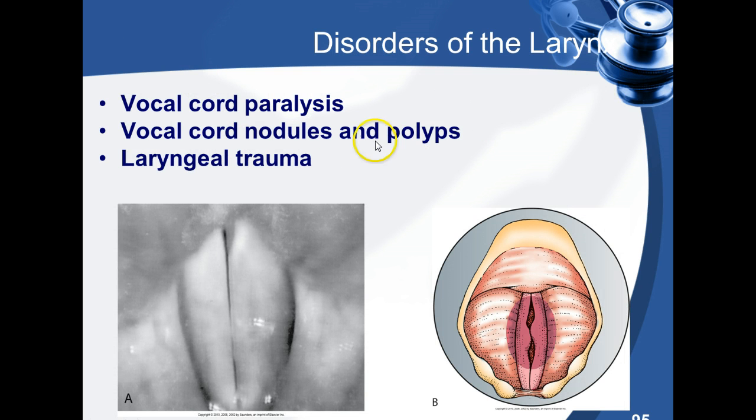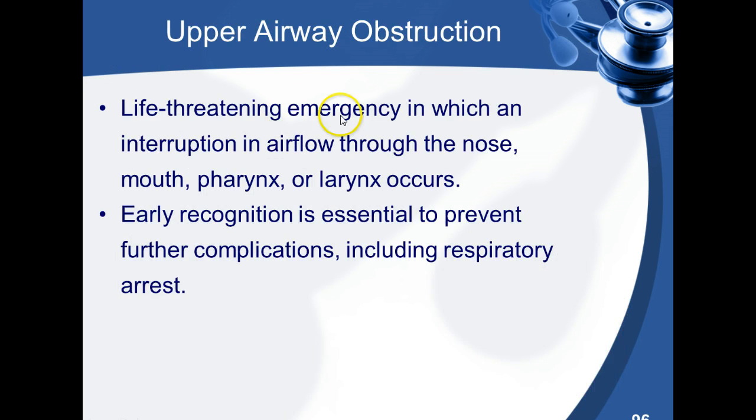Okay, disorders of the larynx. You can have vocal cord paralysis, vocal cord nodules and polyps, and laryngeal trauma. A lot of these could be potential reasons why a person could have nodules and polyps obstructing their breathing, paralysis, or they could have had trauma as well. And here is an example right here.